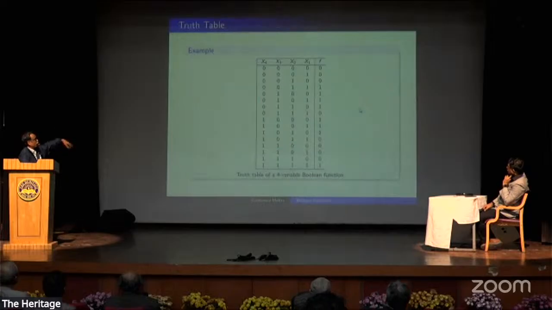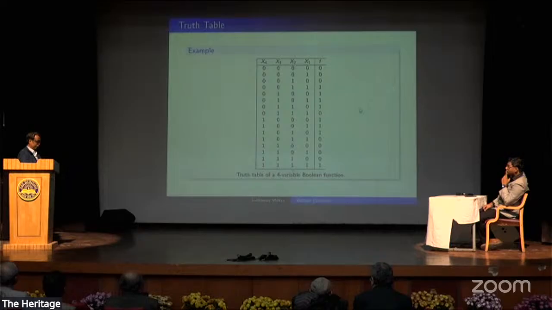This is a 4-variable Boolean function. You see 4-bit patterns, 2 to the power 4, 16 patterns, and corresponding to each pattern you have an output. So 2 to the power 4 outputs. How many n-variable Boolean functions are there? 2 to the power 2 to the power n.